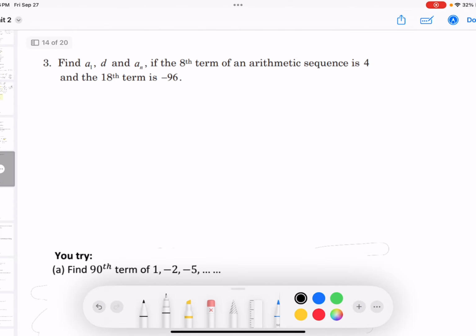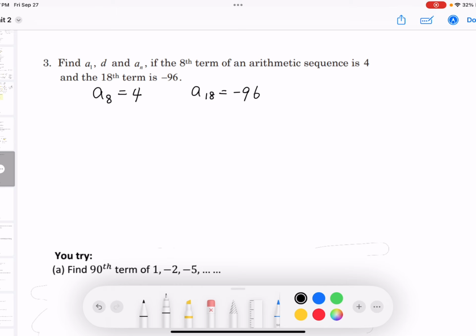Find a sub 1, d, and a sub n if the 8th term of the arithmetic sequence is 4 and the 18th term is -96. Okay, let's list the information here. So we already have a sub 8 is 4 and a sub 18 is equal to -96.